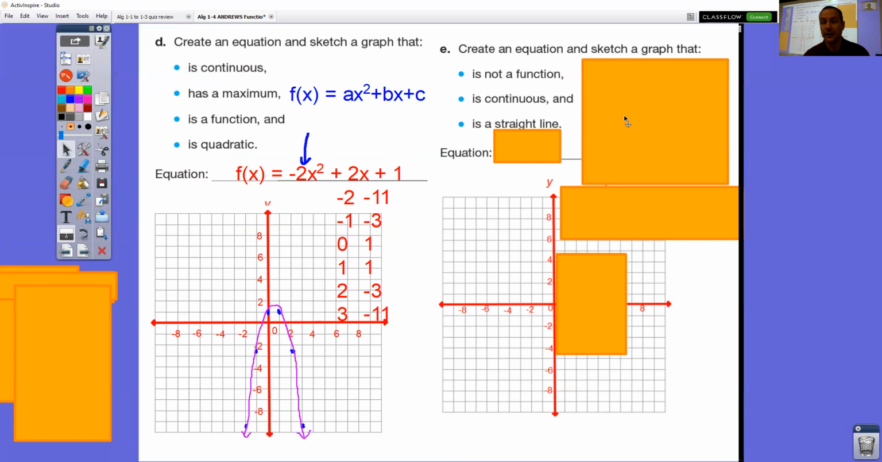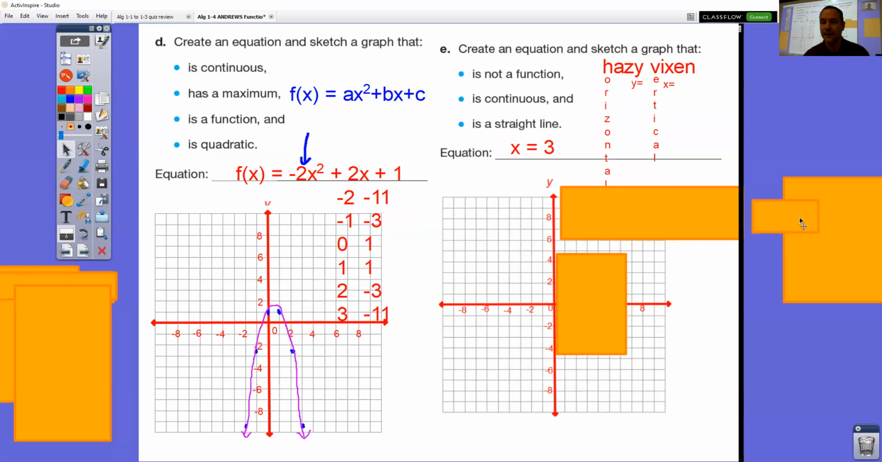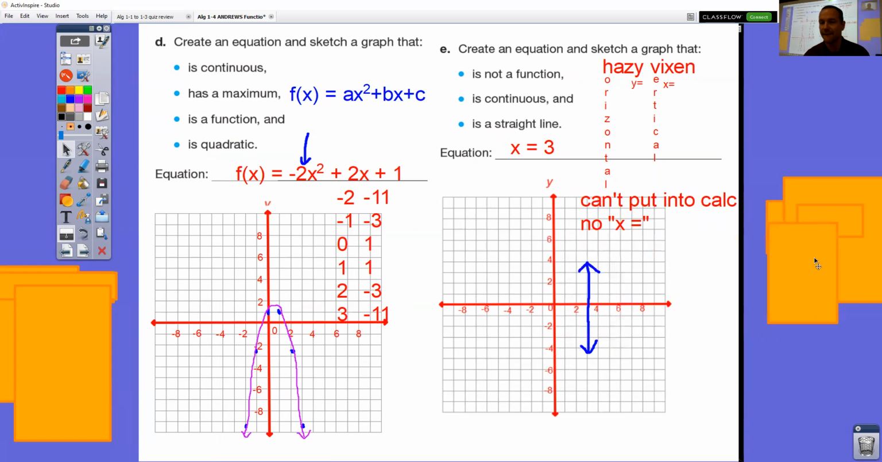Creating an equation that is not a function, what we have to remember here is something called hazy-vixen. Hazy-vixen is a way to graph horizontal and vertical lines. The H in hazy stands for horizontal, and those are y equals equations. Anytime you have y equals a number, it's going to be a horizontal line, straight across, left and right. That doesn't go up or down, just goes straight across. Vixen, you're going to have an x equals equation, which is a vertical line. The V in vixen stands for vertical. So because we want something that's not a function, we have to have an x equals equation.